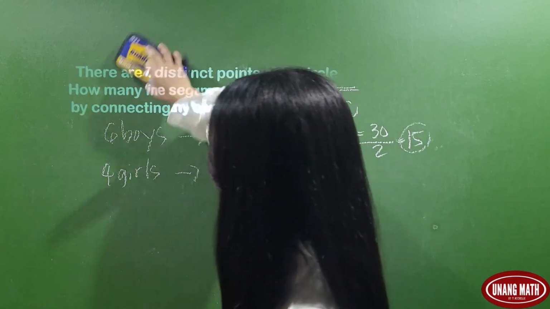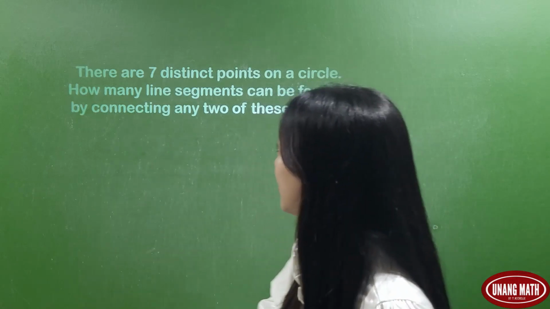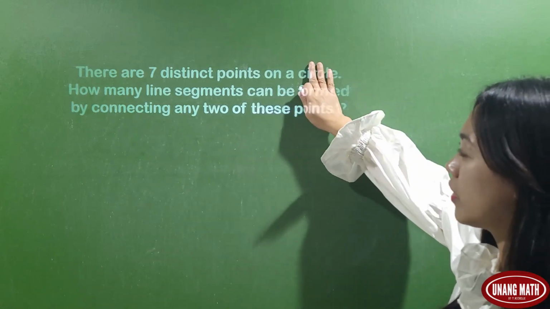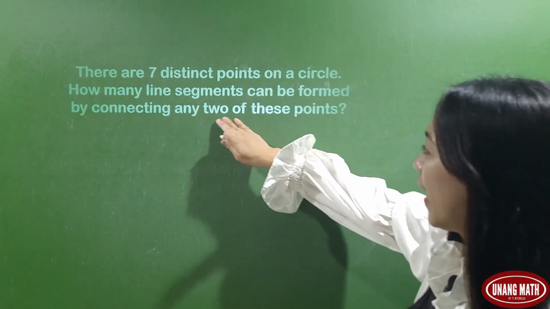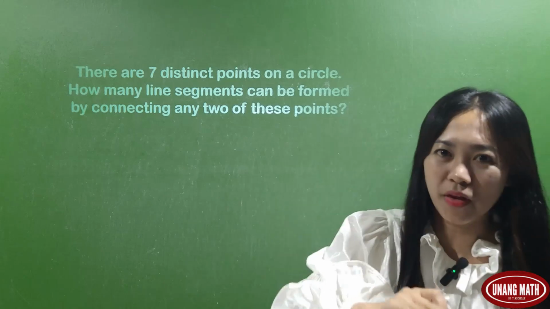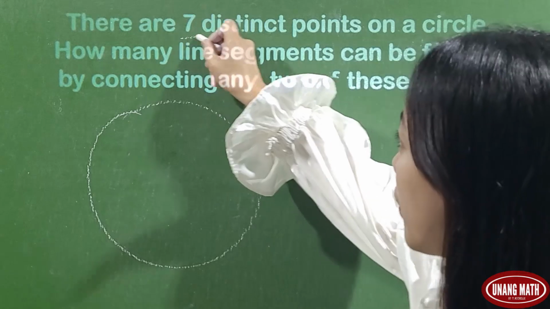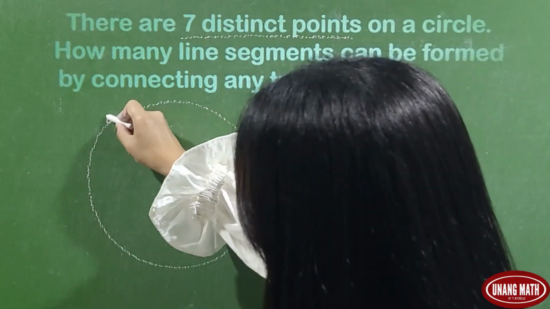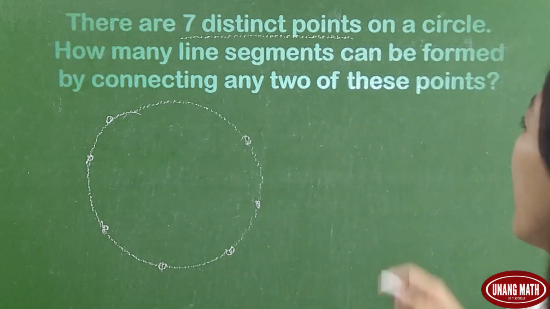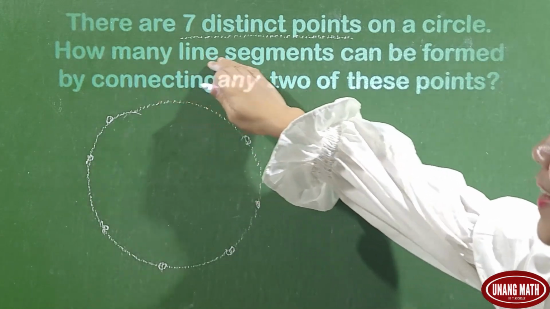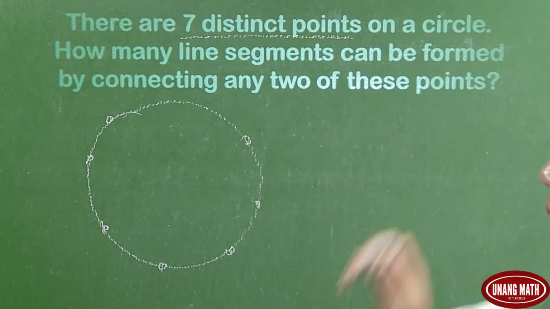Okay, moving on to our last question. According to this one, there are 7 distinct points on a circle. How many line segments can be formed by connecting any 2 of these points? So to illustrate this, if this is our circle, according to this one, 7 distinct points. 1, 2, 3, 4, 5, 6, 7. We will find how many line segments can be formed by connecting any 2 of these points.